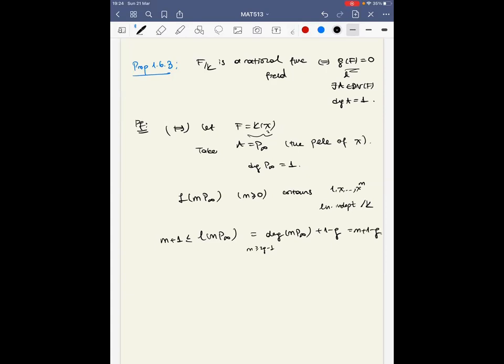And we know that, in this case, we can observe that g is less than or equal to 0. On the other hand, we know that genus is also a non-negative integer, and this forces the rational function field to be of genus 0.